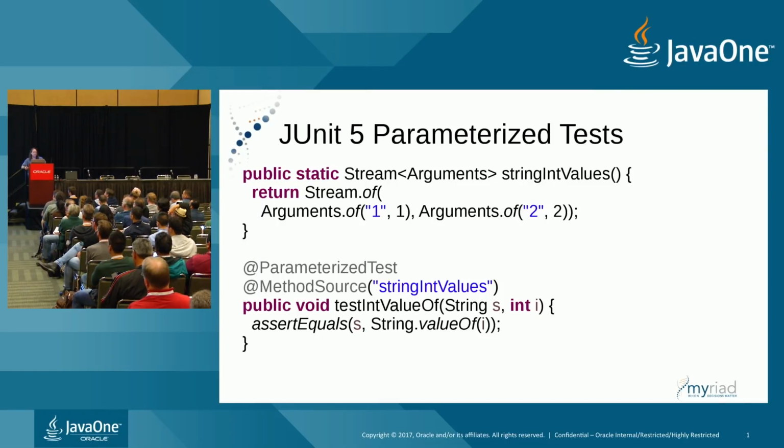The first is I might misspell stringIntValues, obviously, but there's another deeper problem here, which is that while my test intValueOf method takes a string and an int, I have no guarantees that that's actually what's returned from the stringIntValues method. It's just a stream of arguments. And those argument instances might not have a string and an int. They might not even have just two elements, might have one or three.